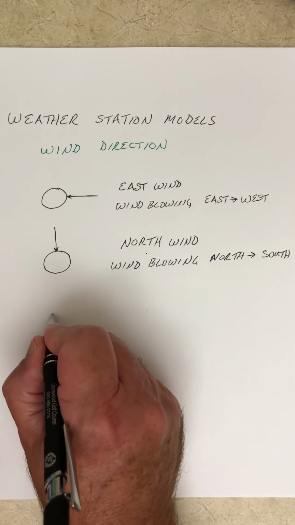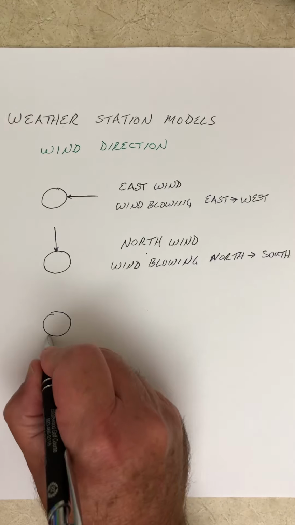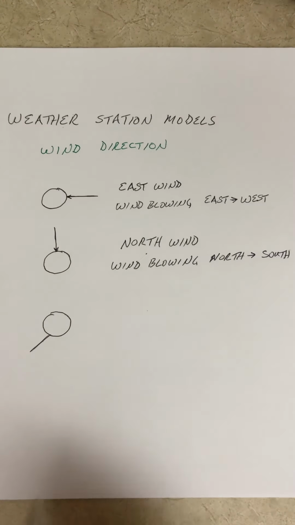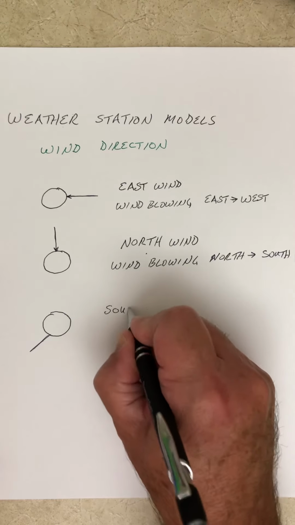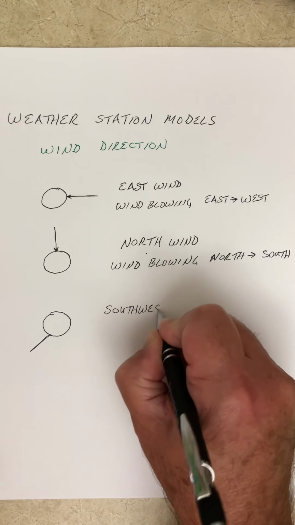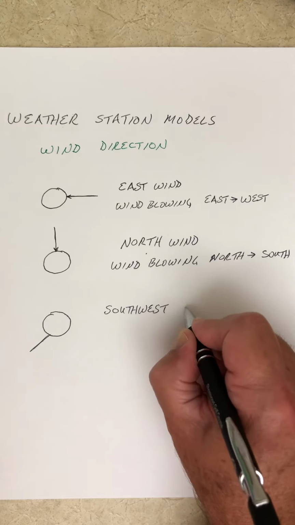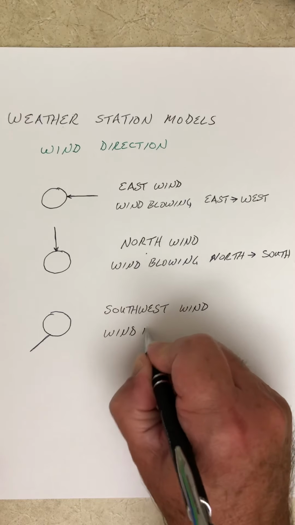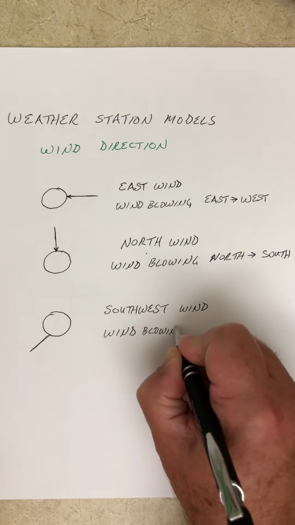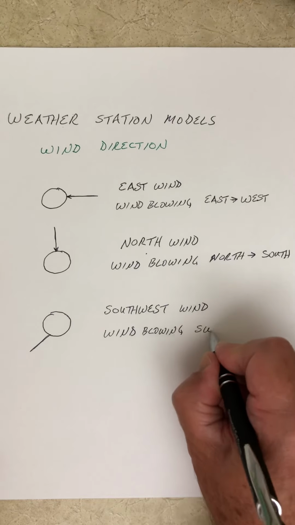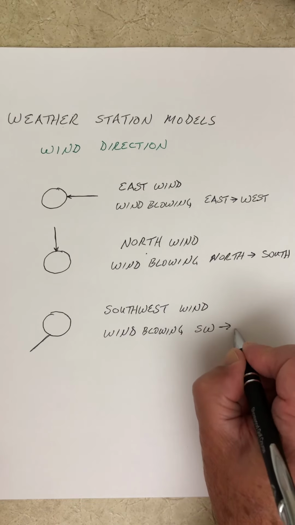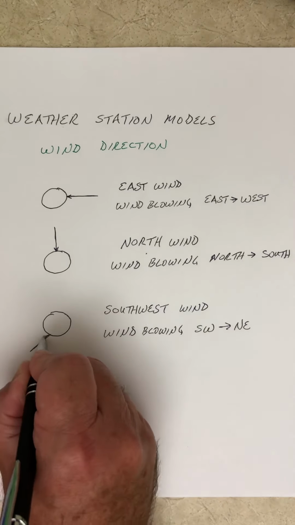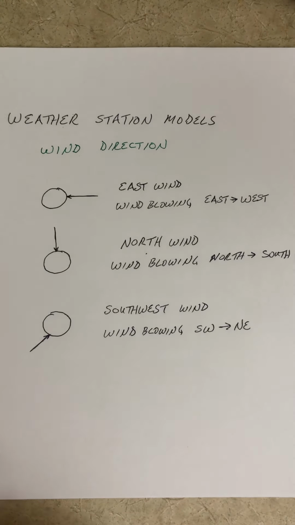Okay, and what happens then if we've got a wind that looks like this? This would be a southwest wind. And here this wind would be blowing out of the southwest and towards the northeast. So again, if we imagine a little arrowhead on there at the base of the flagpole, wind's blowing out of the southwest, blowing towards the northeast.